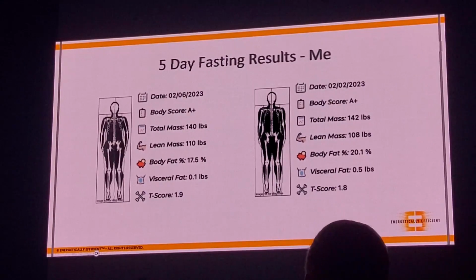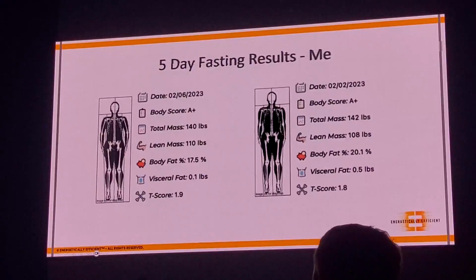If you look on the right-hand side, you can see it says February 2nd. So that was day 1 of the fast. So I started at 142 pounds with lean mass of 108 pounds and then body fat of 20.1. That's actually a little high for me. I like when I'm about in the 16-17% range, but here it was, post-holidays, February, my body fat went up a little bit. That's okay.